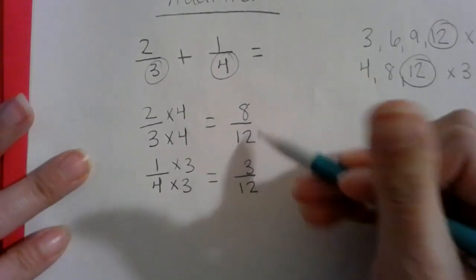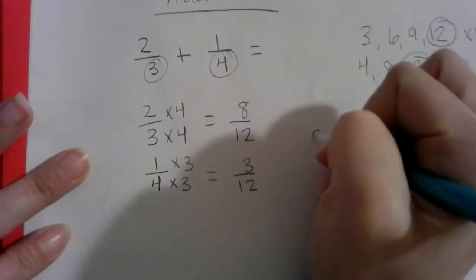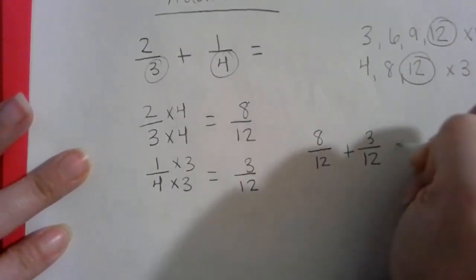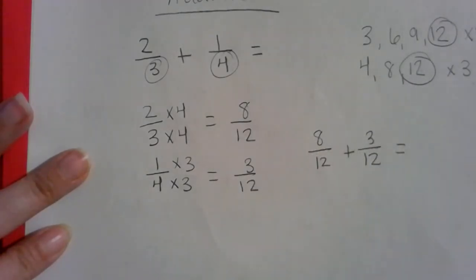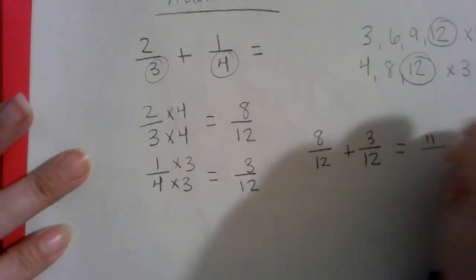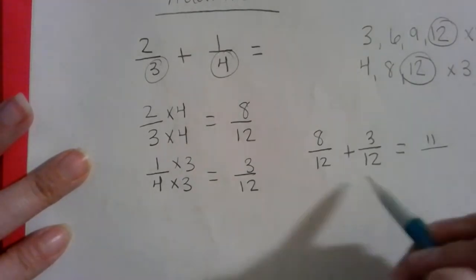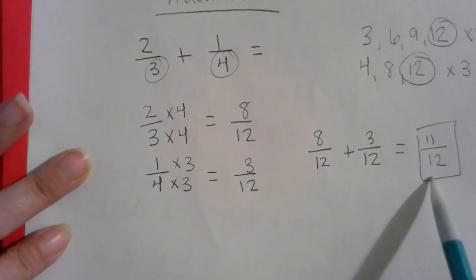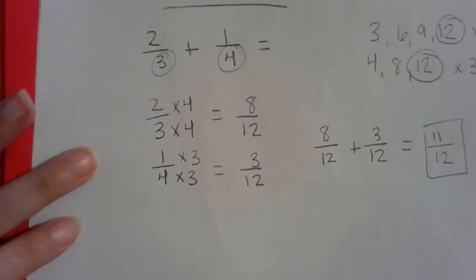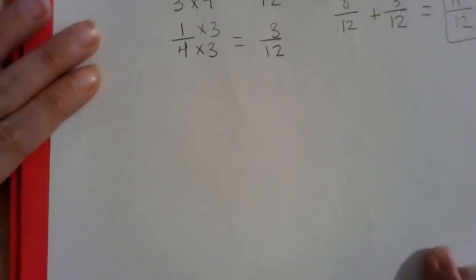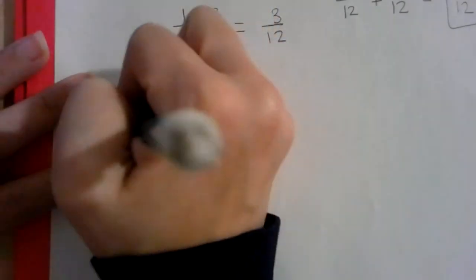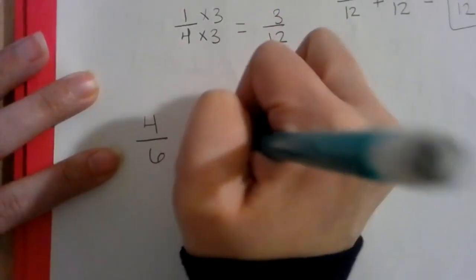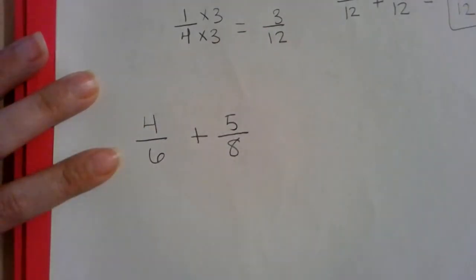Now that my denominators are the same, I can add these fractions. 8 plus 3 is 11. And I never, ever, ever add my denominators. That is my final answer. Let's look at another example. 4/6 plus 5/8. Again, our denominators are not the same.